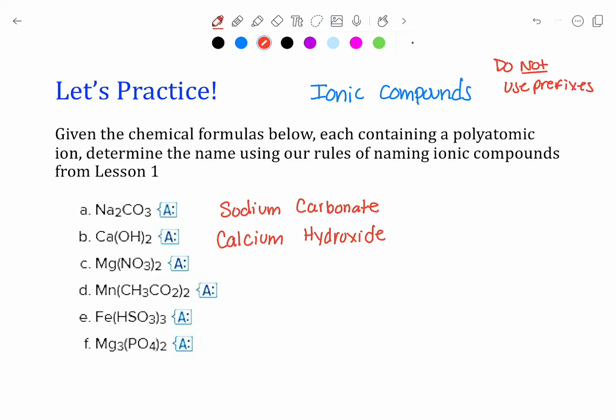Okay, next up we have Mg(NO3)2. Mg is magnesium. Okay, that's a main group element. That also does not require us to use a Roman numeral. NO3 is nitrate, so we just put nitrate in there.